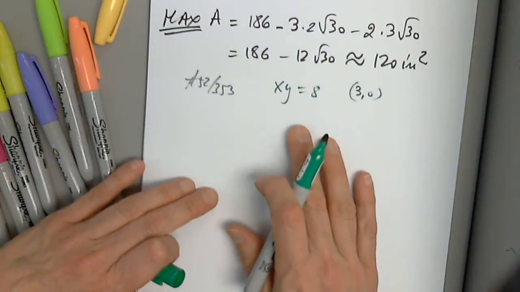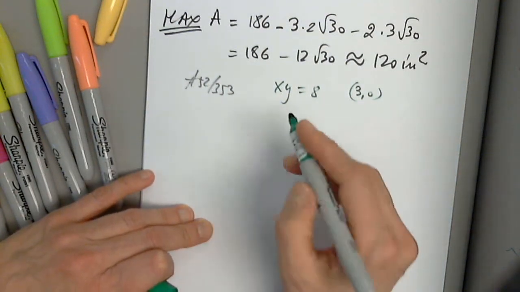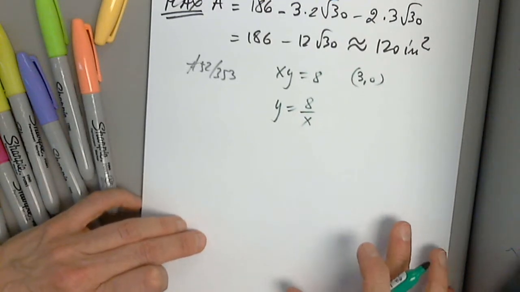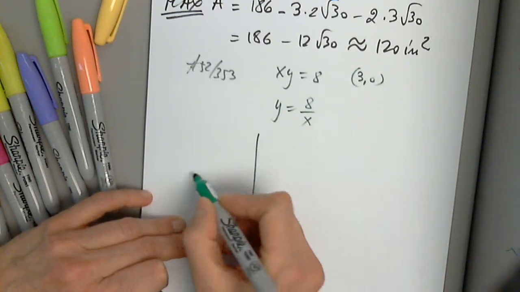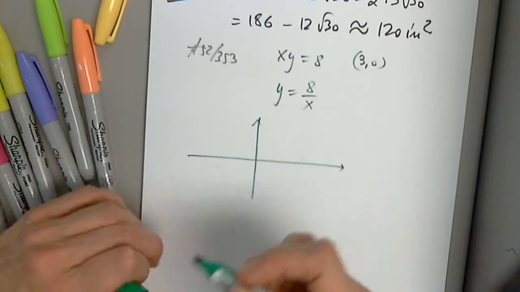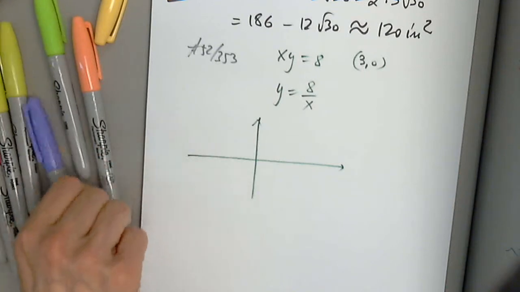We have a graph, y equals 8 divided by x, and this is a hyperbola, right? Or we can even graph it. We can graph 8 divided by x, is not a problem, right? So let's plot also 3, 0.